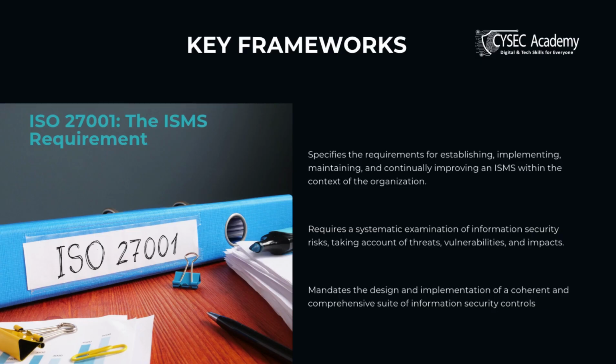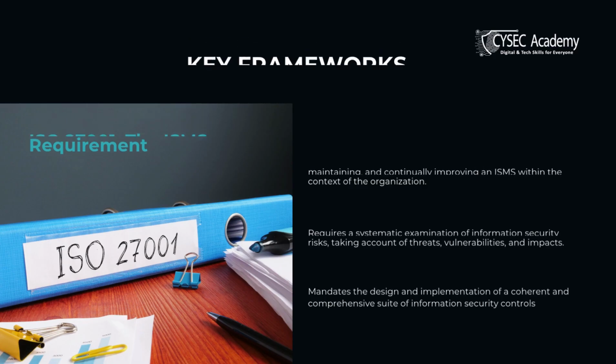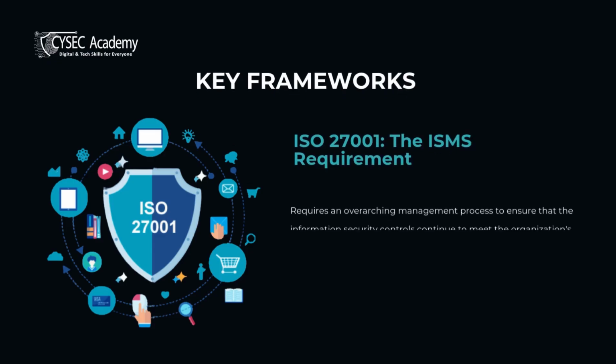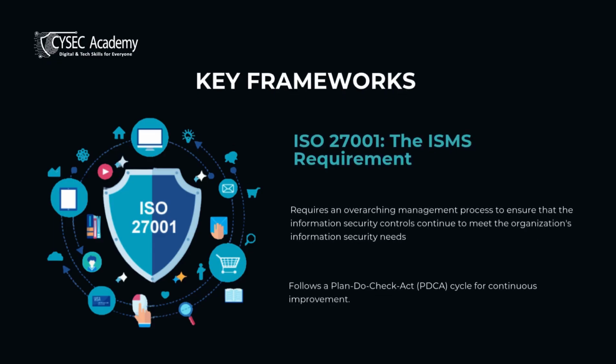Mandates the design and implementation of a coherent and comprehensive suite of information security controls and/or other forms of risk treatment, such as risk avoidance or risk transfer, to address those risks that are deemed unacceptable. Requires an overarching management process to ensure that the information security controls continue to meet the organization's information security needs on an ongoing basis. Follows a Plan-Do-Check-Act (PDCA) cycle for continuous improvement.